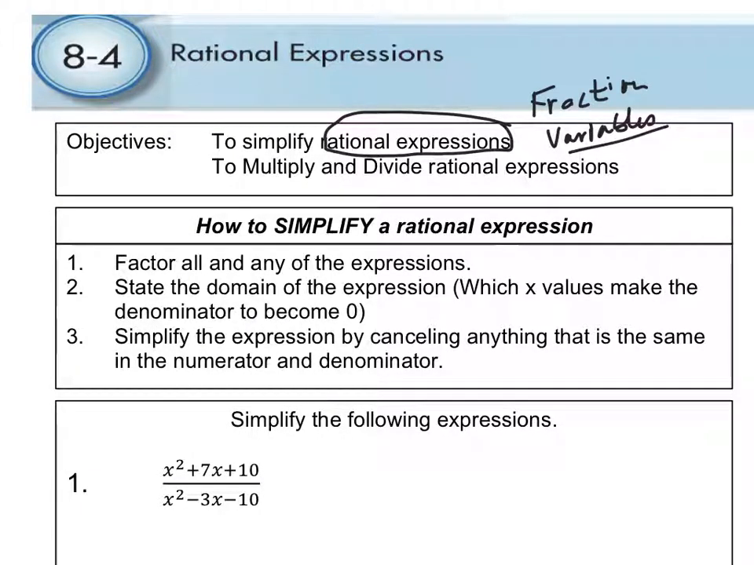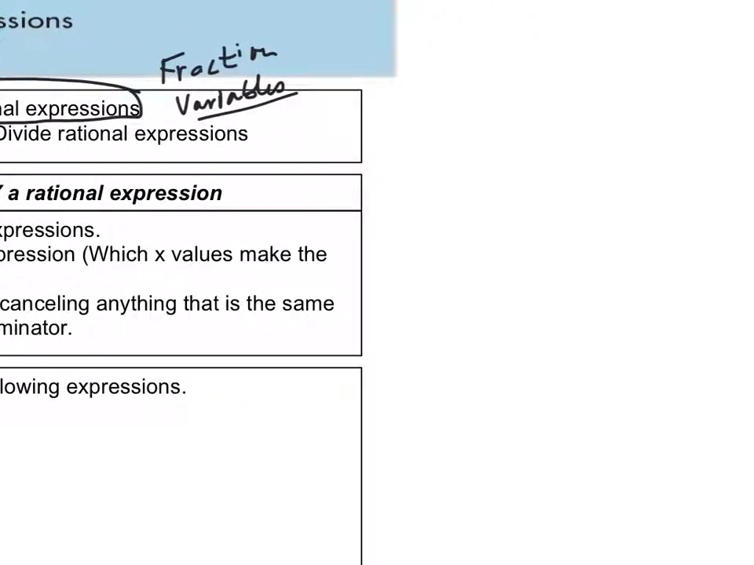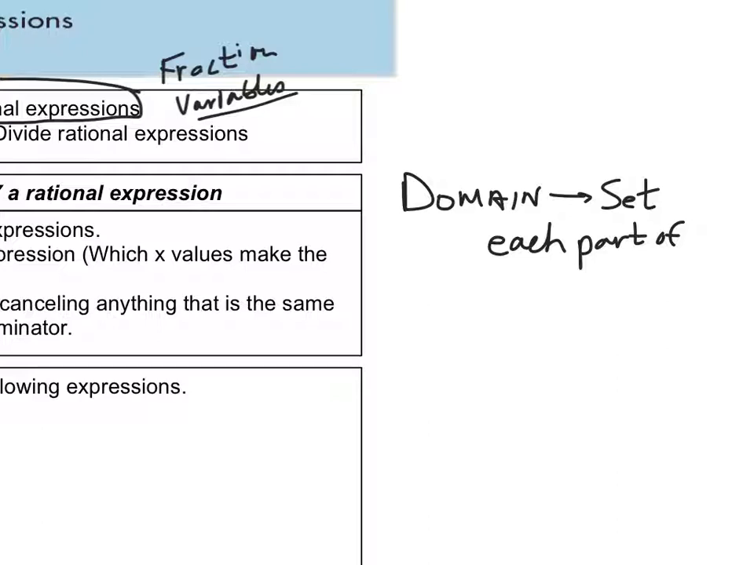So when we state the domain, and you want to write this part down, to find the domain, we simply set each part of the denominator equal to 0 and solve it. Again, to find the domain, we're setting each part of the denominator equal to 0, and then we are solving it. I'll go through an example, of course, and I'll show you exactly what I mean by that.